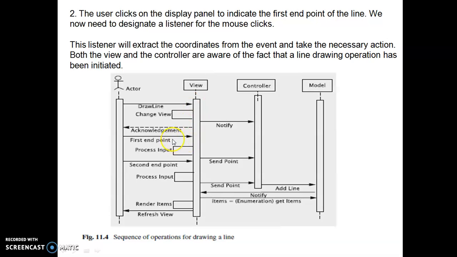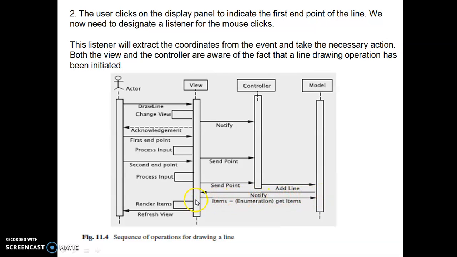Process input. So by sending the first endpoint, he will send the first endpoint. Send point. So that will be sent to the controller. And the second endpoint is being given by the actor, and it sends the second endpoint also. So when these two endpoints have been given by the actor, then only does it request the model to add a line, and it sends a notification directly to the view component. And in fact it can even send it to the controller.